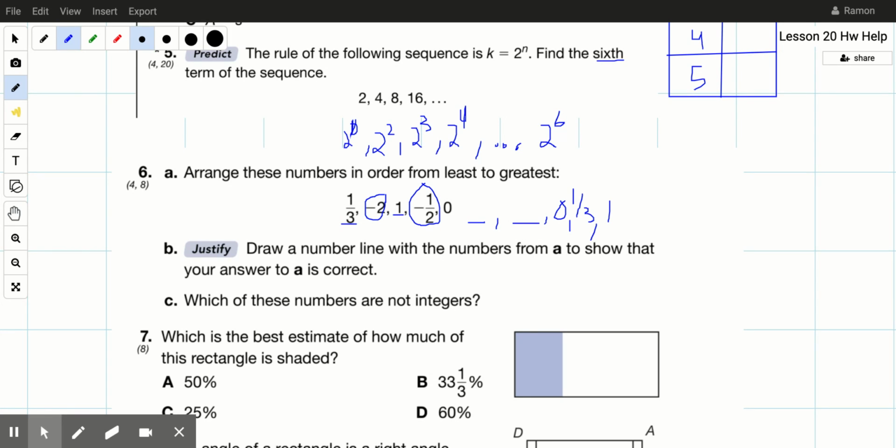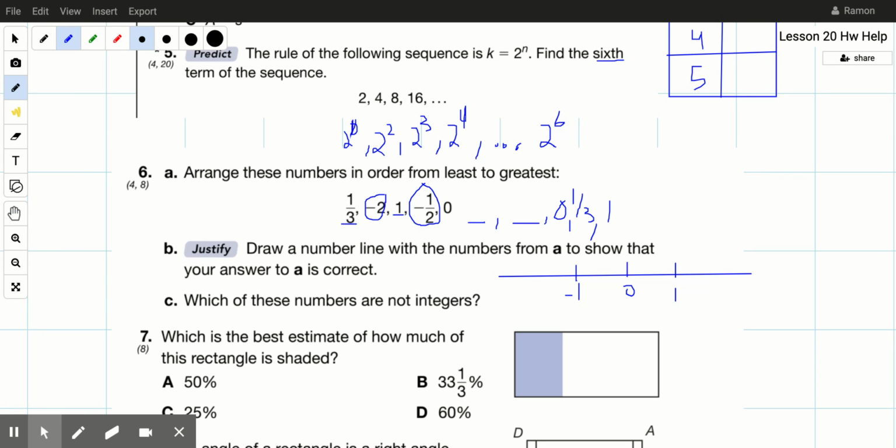Now B says to draw number lines with the numbers from A to show that your answer to A is correct. So we're actually going to have to draw a number line, and include all of our given numbers. Again, 0 is going to go there. We can put 1 there. We can put -1 there. And then it's up to you to decide where the rest of the numbers go.